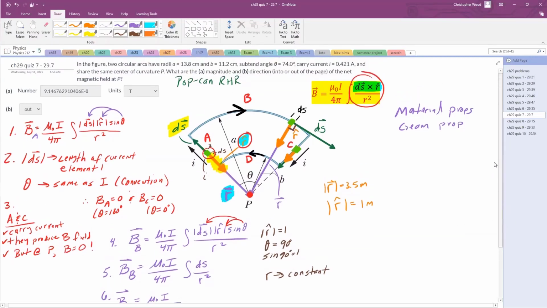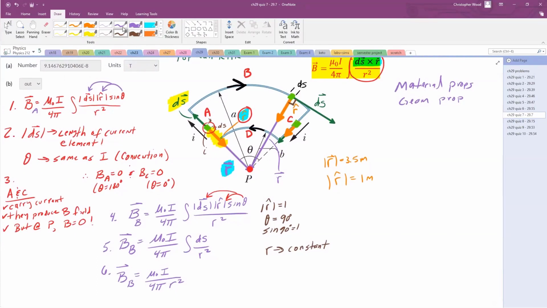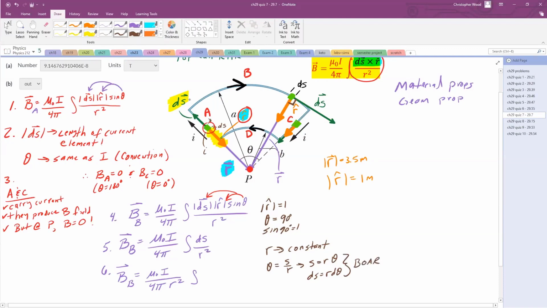For arc B, that's given. For me, arc B has a radius of 0.138 meters. So R is a constant that can come out of the integrand. And then I'm going to do birth of a radian. All sorts of good sidebar stuff. If the definition of theta is S over R, that means arc length S equals R theta. And if I just differentiate, ds equals R d theta. Again, this is what I refer to as birth of a radian. And I'm just going to substitute R d theta.